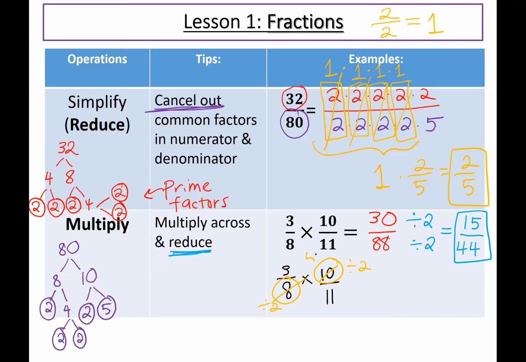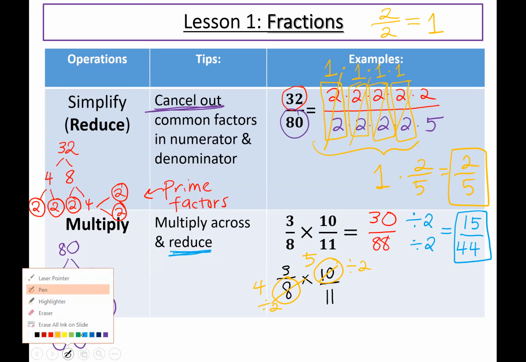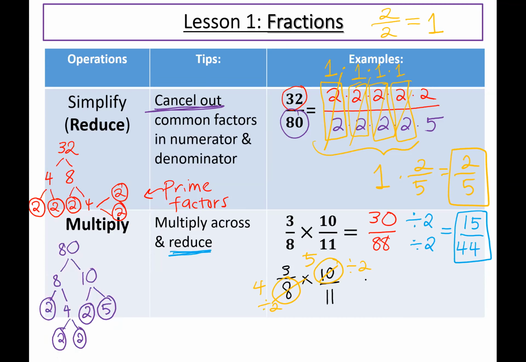So if I divide them both by 2, 10 divided by 2 is 5, 8 divided by 2 is 4. So I can rewrite the problem like this. 3 over, now I have this 4, times, and now 5 over 11. And now when I multiply across, 3 times 5 is 15, 4 times 11 is 44. We end up getting the same answer as we would have gotten before.